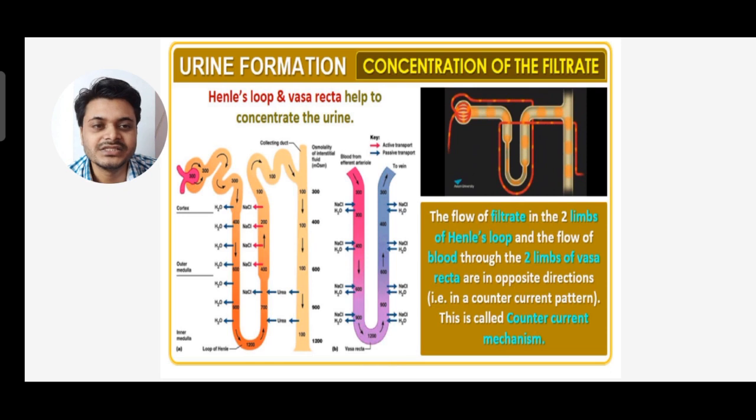So you can see in the Henle's loop the filtrate is in one direction, and on this side the blood present in the vasa recta is in the opposite direction. Again I repeat, the flow of filtrate in the two limbs of Henle's loop and the flow of blood through the two limbs of vasa recta are in opposite directions. So they are in opposite directions, that is the counter current pattern. This is called counter current mechanism. In the vasa recta blood is flowing, and in the loop of Henle the filtrate is flowing.